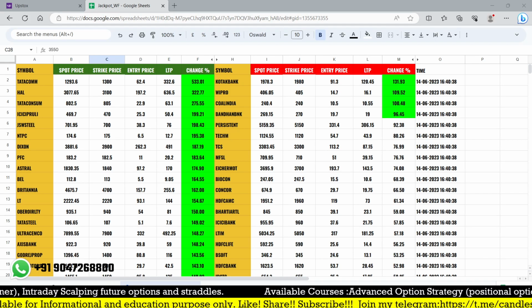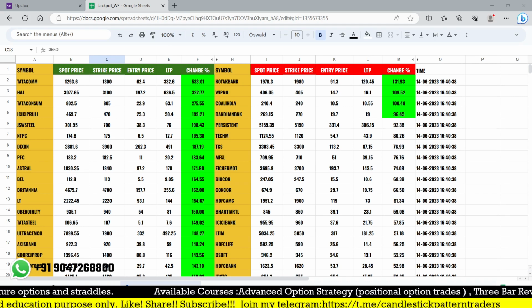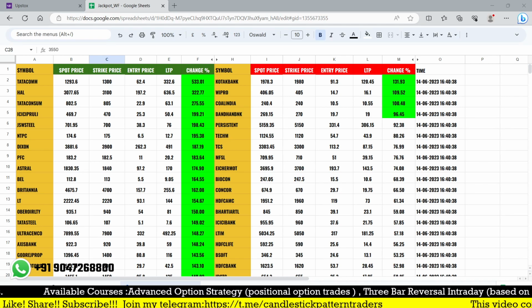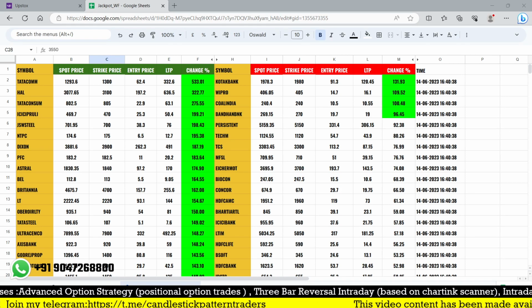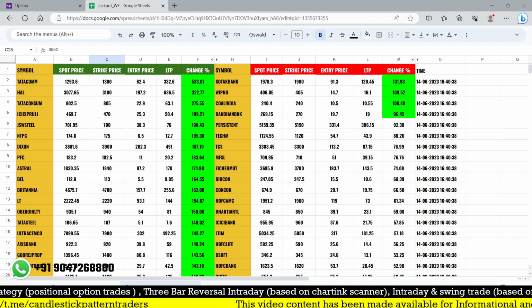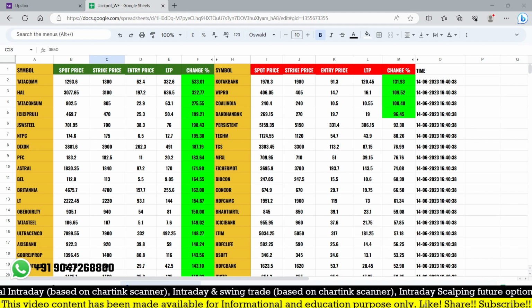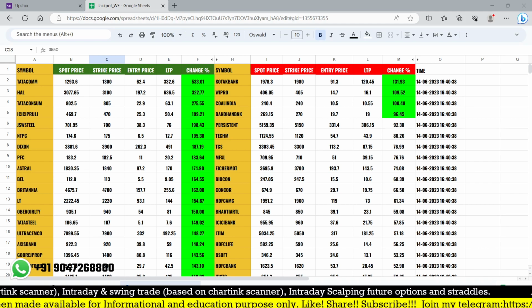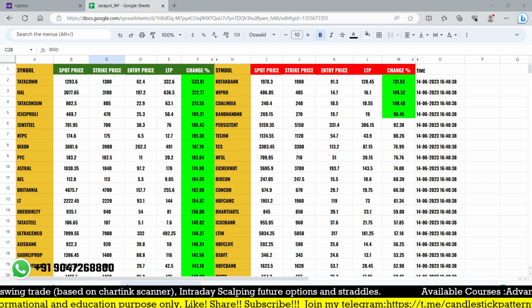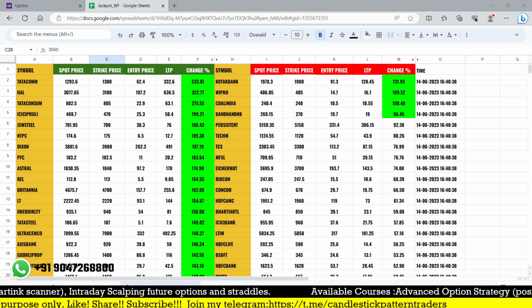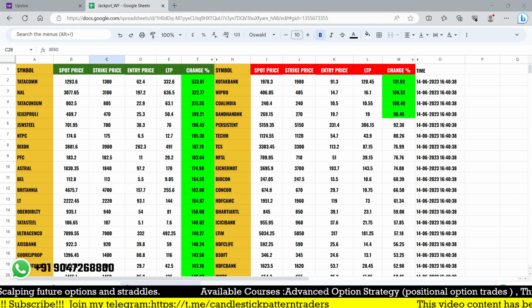In this video, I'm going to discuss my stock option positional trading strategies using a Google Sheet. The Google Sheet is the tool for my advanced option strategy, and I'm also going to discuss one of my students who attended the classes last month, who was making some good profit and understanding the strategy.